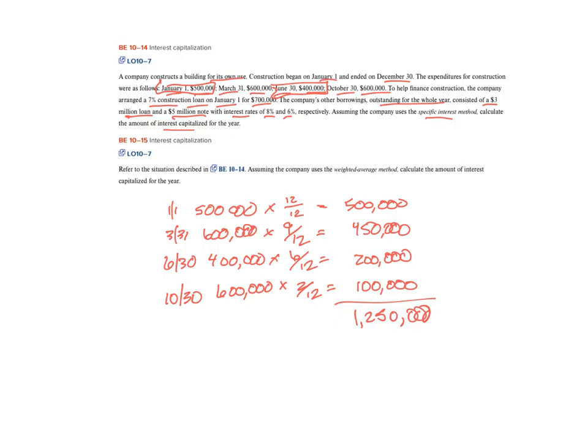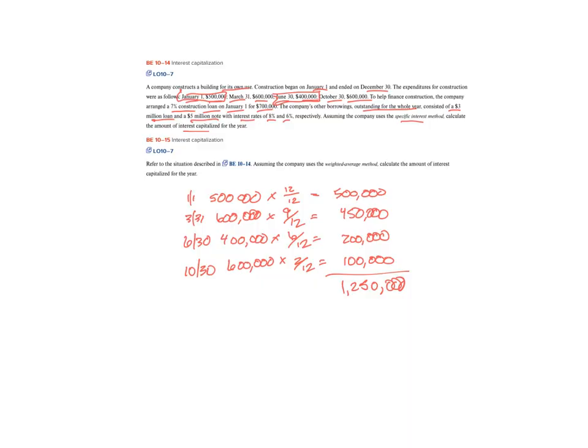Now that we have this, we're then going to apply the specific interest method. The specific interest method says that we have a construction loan dedicated specifically to cover these expenditures for our self-constructed asset. The construction loan was for $700,000. So for up to $700,000, we're going to capitalize at that specific interest rate. So we had a total amount of $1.25 million. We'll have $700,000 of that $1.25 million capitalized at 7%. This is $49,000.